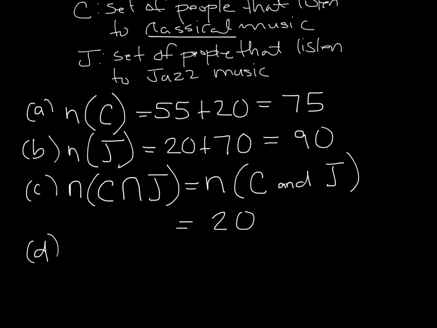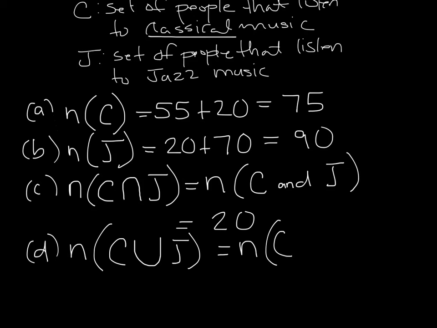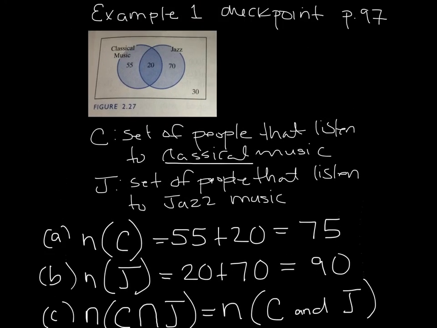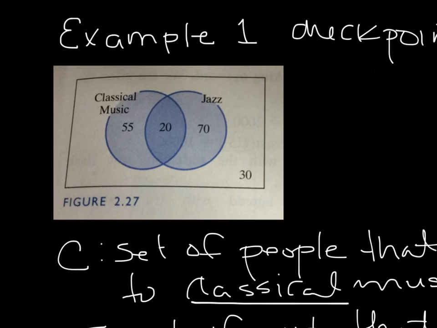Let's see, I'm at 5 minutes. Okay, D. D is how many respondents listen to classical music or jazz music. Okay, keyword or. So the number of people who listen to classical music or jazz. Okay, so N of, again, if you want to write or, that's perfectly fine. Well, what does or mean? Well, that's all the elements in our universal set that are in one set or the other set.